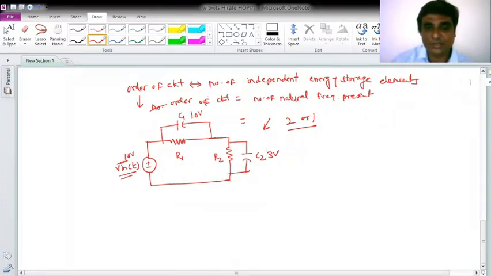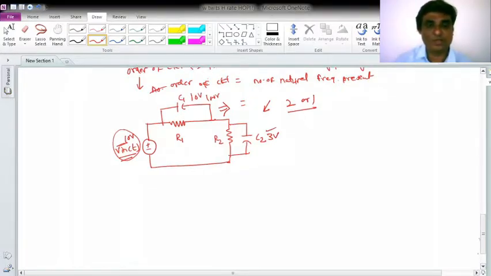I cannot say this is 3 volt and this is, let's say, 1000 volt, because here I have Vin. Otherwise, if I set it like this, there will be the contradiction in terms of the KVL, right? So KVL will not satisfy, right? So we can conclude from here that the order of the system is 1, because I have only one initial condition which I can set independently. Let us prove it mathematically.